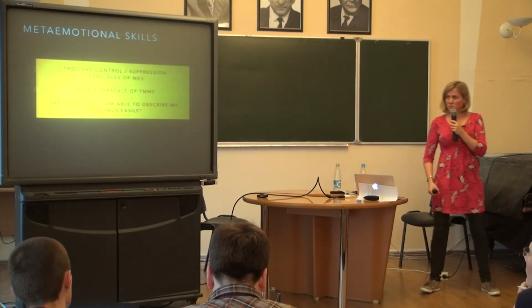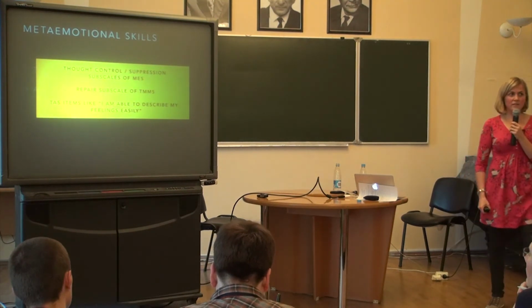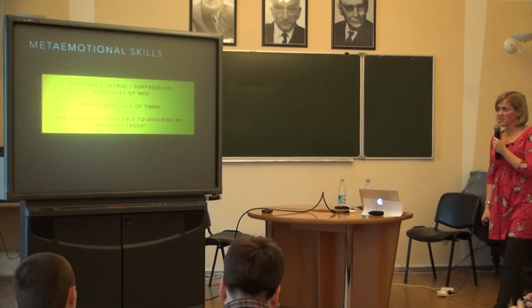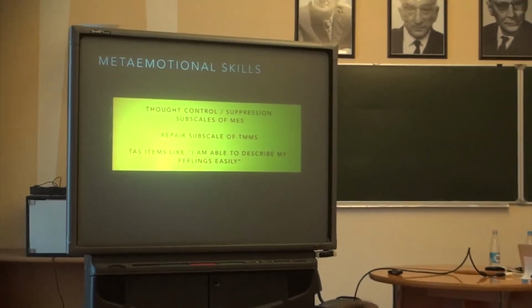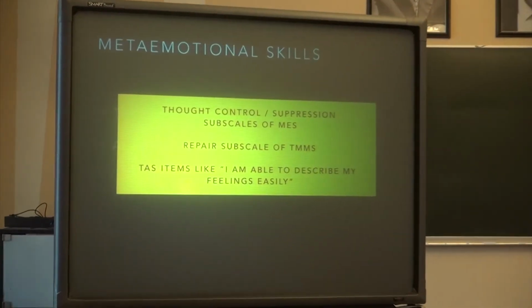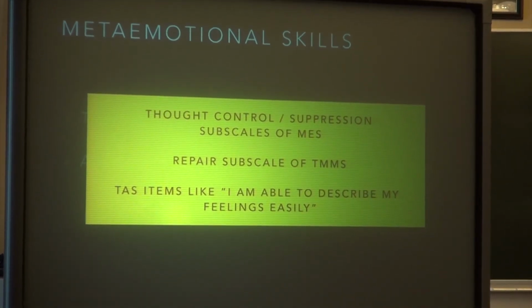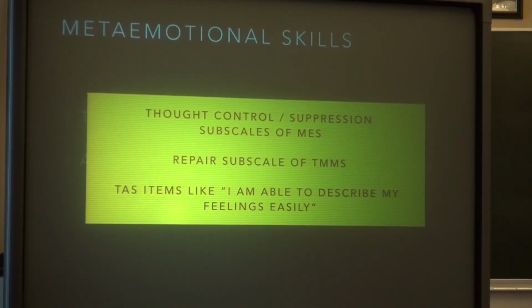Okay, subscales which seem to address meta-emotional skills are the thought control and suppression subscales of the meta-emotion scale by Mittmann-Skriber et al., the repair subscale of the Trait Meta-Mood Scale, and Toronto Alexithymia Scale items like "I am able to describe my feelings easily."